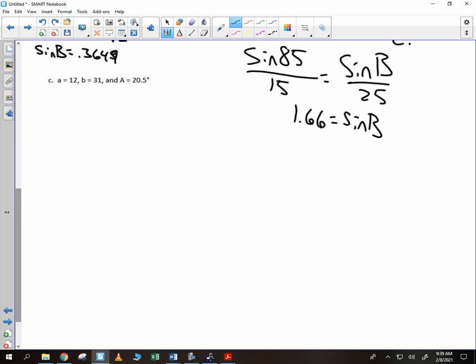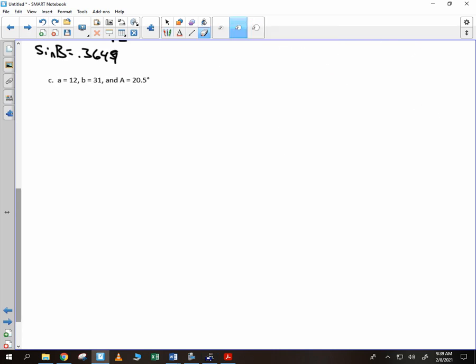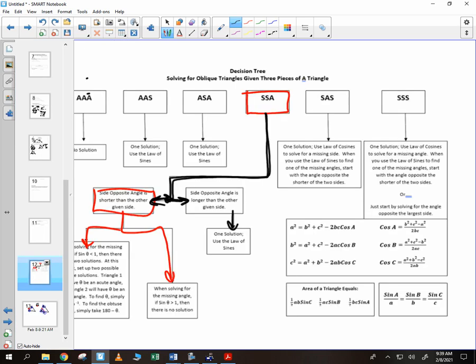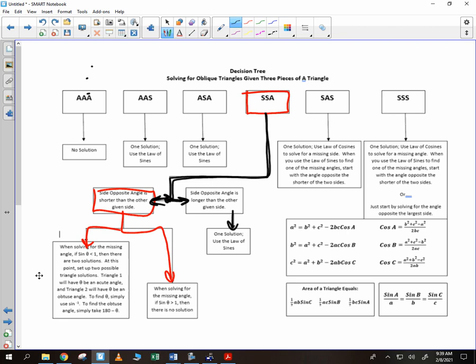And the last one. What situation do you think we're going to come up with here? Got an A, B, and C, 12, 31, and 20.5. Everybody agree? I still got a side-side angle thing going on. So I look at my decision tree, and it says side opposite angle longer than the other given side or shorter than the other given side. Which situation do I have? Shorter.